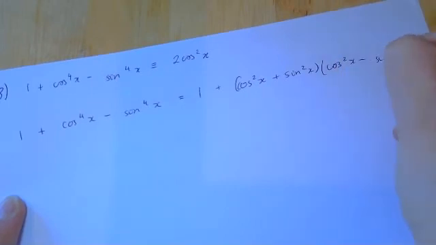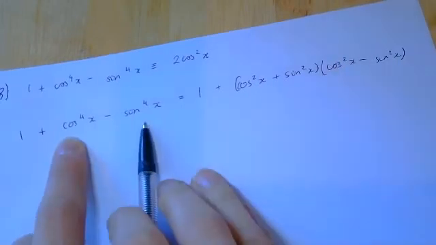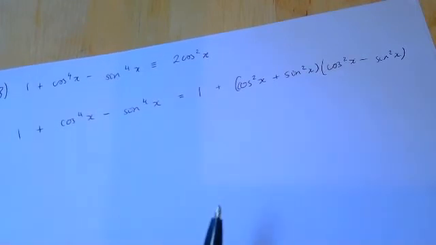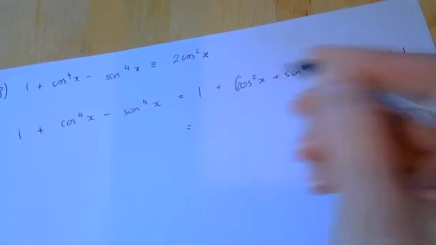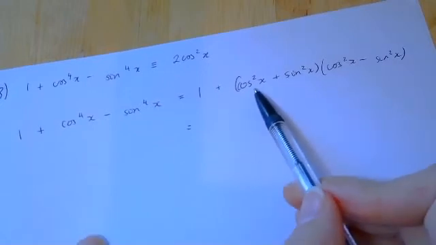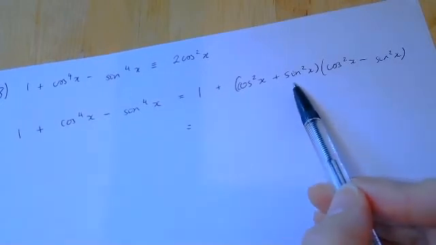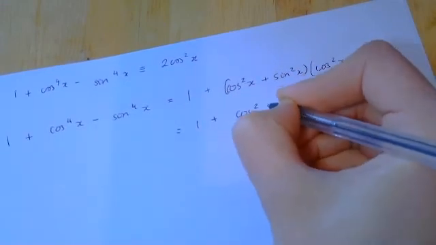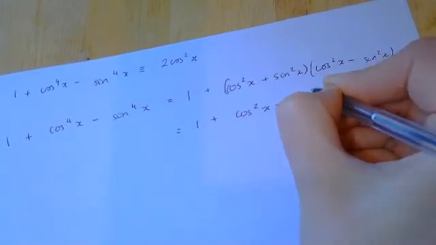Here it is. Cos to the 4 minus sine to the 4 is cos squared plus sine squared times cos squared minus sine squared. Now your heart is probably fluttering slightly because you've seen a cos squared plus sine squared, which you know is 1. So this is actually just that.